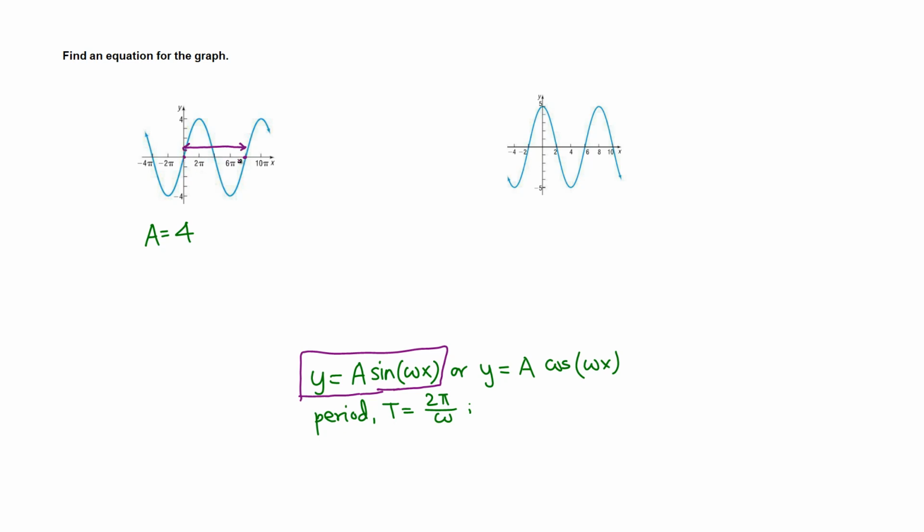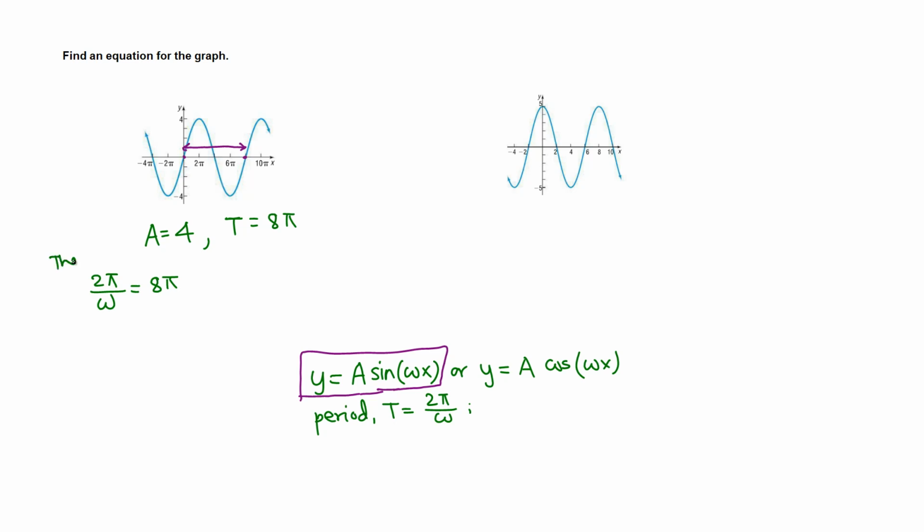So 6 pi, 10 pi, so this is 8 pi. So here period T is 8 pi. From this we should be able to find the value of omega. Okay, so 2 pi over omega, that's the period, is equal to 8 pi.